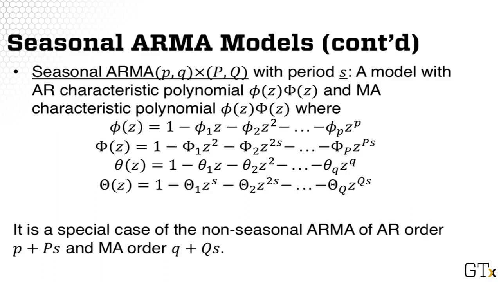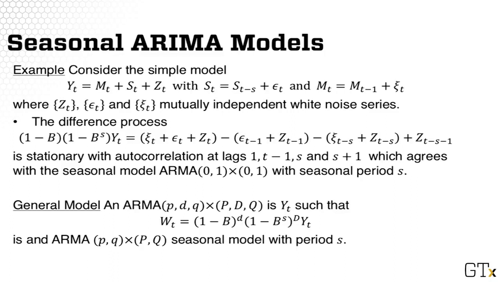To express this in the model equations, we define the four polynomials as provided on this slide, with the first two defining the autoregressive models and the second two defining the moving average models. We can now combine the two models, ARMA with seasonal ARMA, to obtain the seasonal ARIMA. Let's take a closer look with one example. Consider the basic decomposition discussed in a previous lecture.